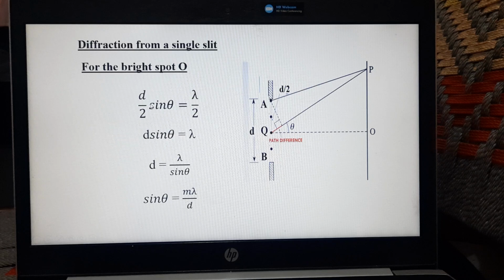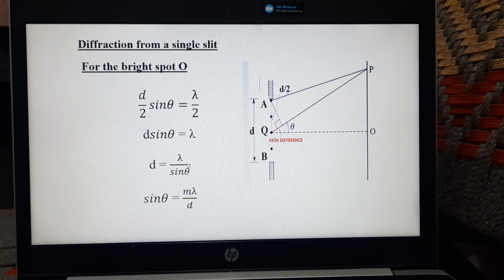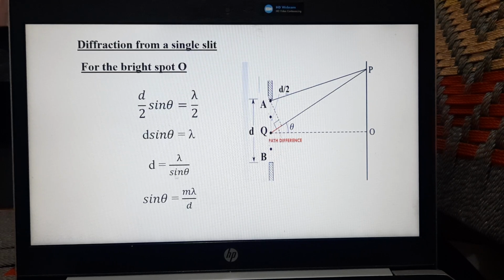If I consider the O point as a bright spot, it means the path difference will be d by 2 sine theta equal to lambda by 2. So I will get d sine theta equal to lambda, or d equal to lambda by sine theta, or sine theta equal to m lambda by d. So this is the equation for the diffraction from a single slit.